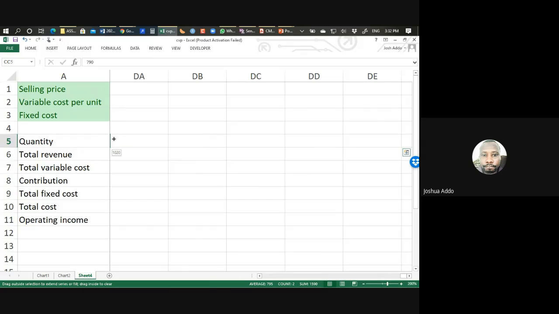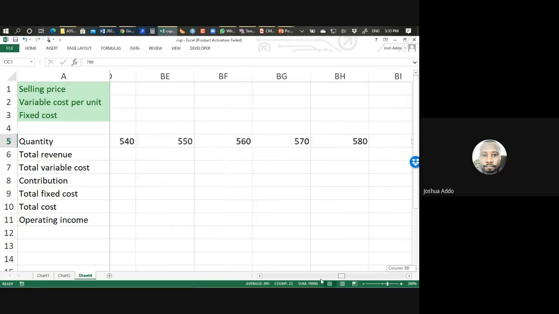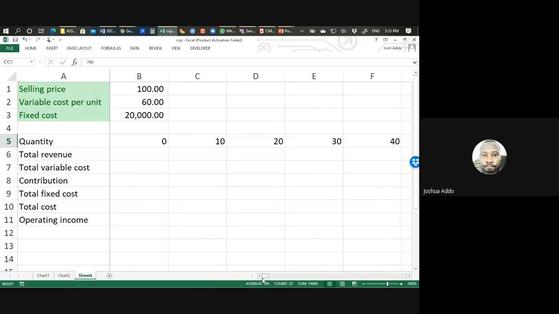So this will be 1,000. Yeah. So 0 to 1,000 quantities: 0, 10, 20, 30, 40, up to 1,000. Given this revenue per unit, how much total revenue would we make across these quantities to be sold? And you know this basic formula.